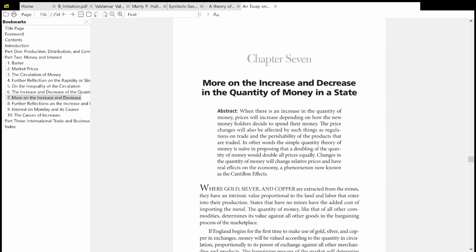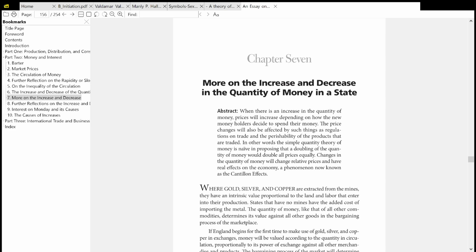More on the increase and decrease in the quantity of money in a state. When there is an increase in the quantity of money, prices will increase depending on how the new money holders decide to spend their money. The price changes will also be affected by such things as regulations on trade and the perishability of the products that are traded. In other words, the simple quantity theory of money is naive in proposing that a doubling of the quantity of money would double all prices equally. Changes in the quantity of money will change relative prices and have real effects on the economy, a phenomenon now known as the Cantillon effect.